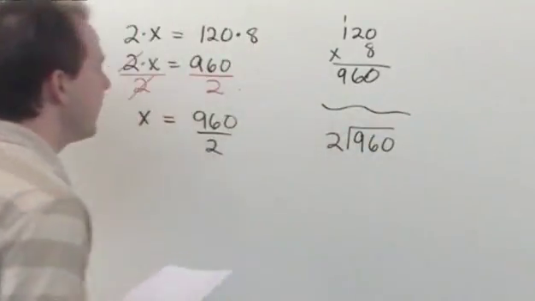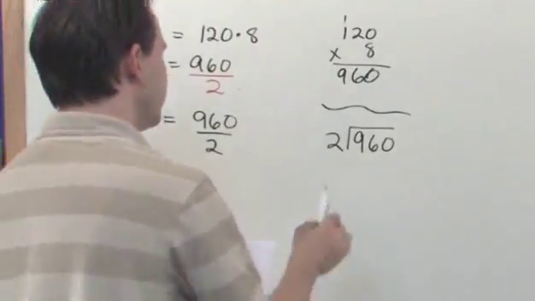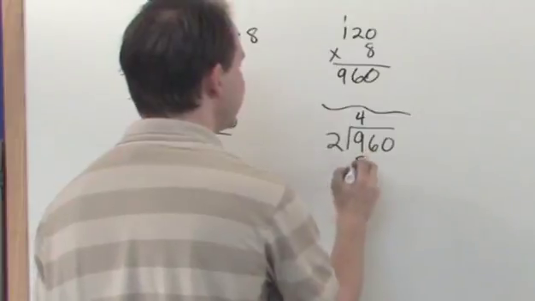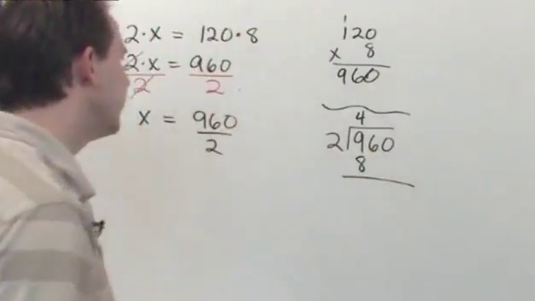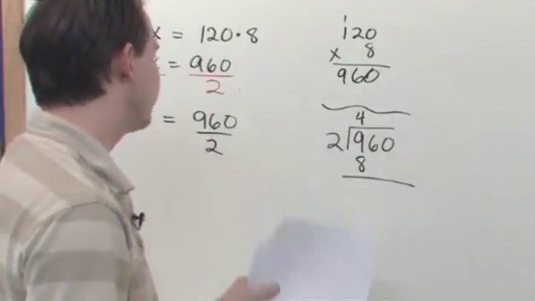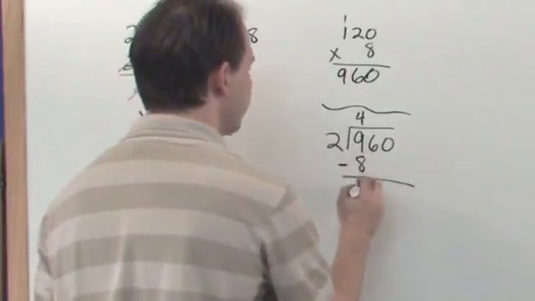So we're getting lots of practice with multiplication and division here. 2 goes into 9 how many times? 2 times 4 is 8. So that's as far as it can go. 2 times 5 would be 10. That would be too many. So it goes 4 times. 2 times 4 is 8. 9 minus 8 is 1.